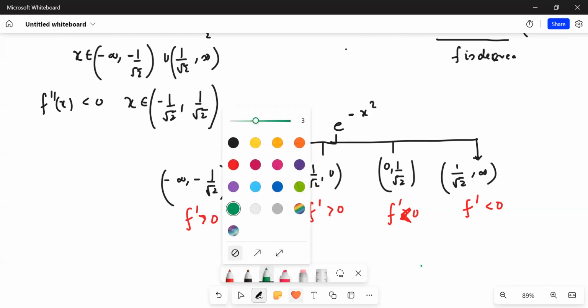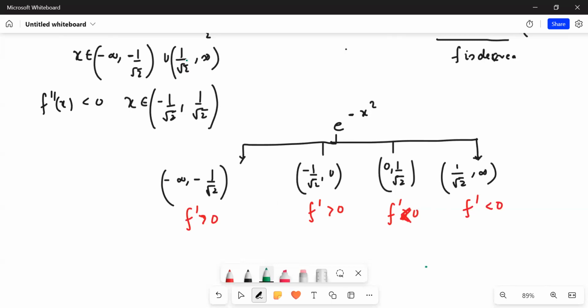Now, what about f double dash? I have come to know that f double dash x would be positive in minus infinity to minus 1 upon root 2. In minus 1 upon root 2 comma 0, f double dash x is negative. From 0 to 1 upon root 2, it is again negative. And from 1 upon root 2 comma infinity, f double dash x is positive. I hope this is clear. Is that clear, guys? Students, is that clear? Okay. So I hope it is clear.